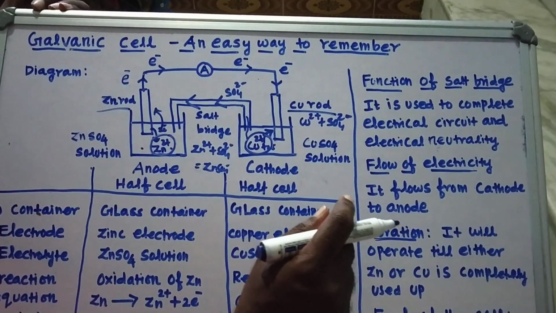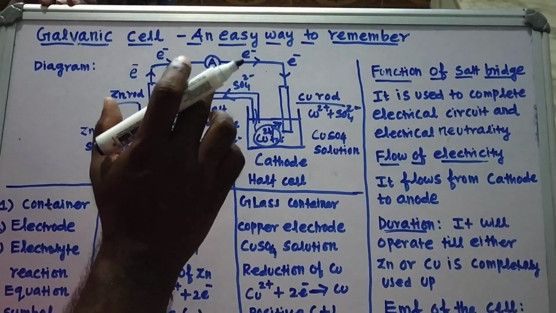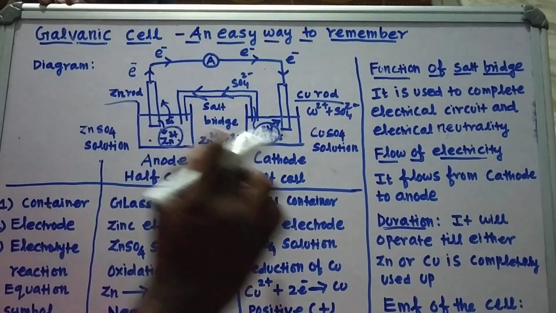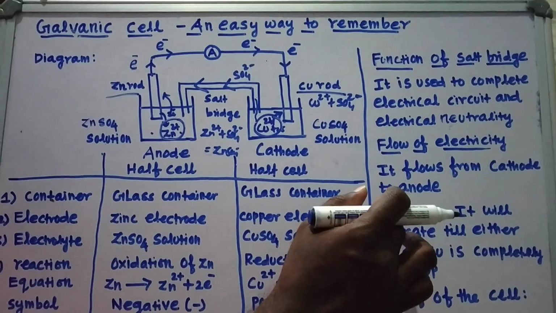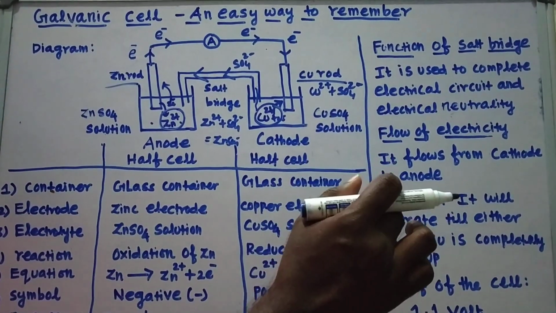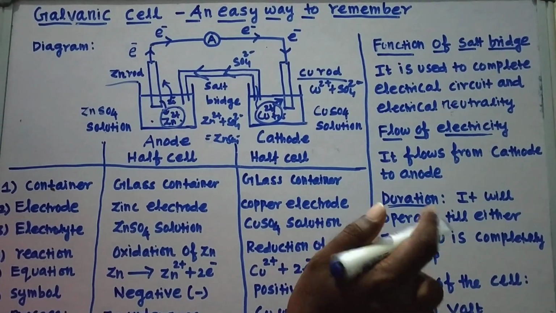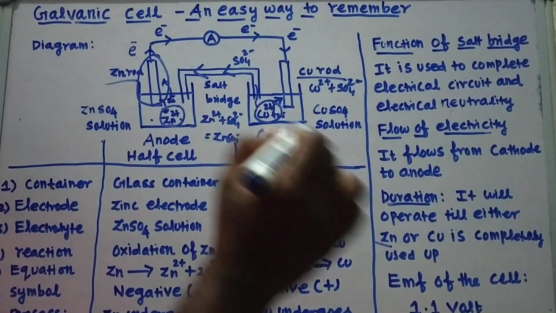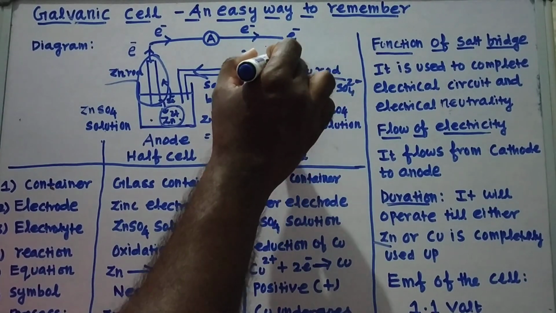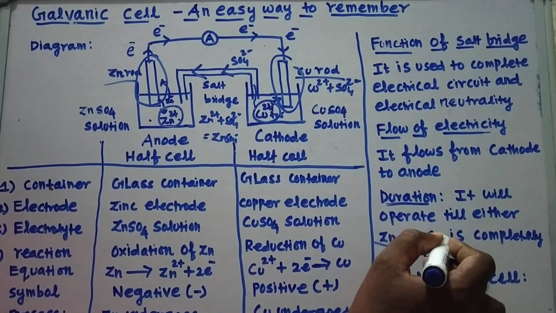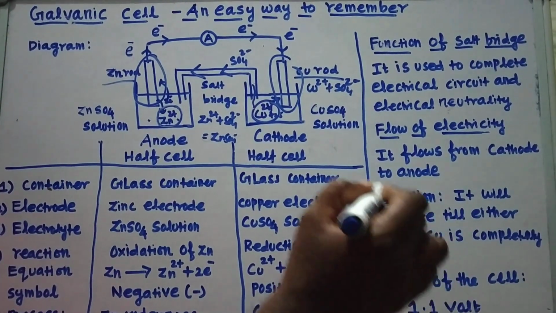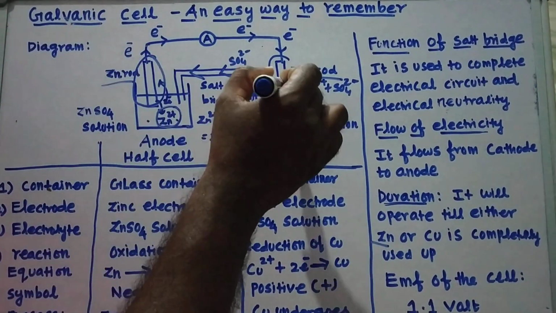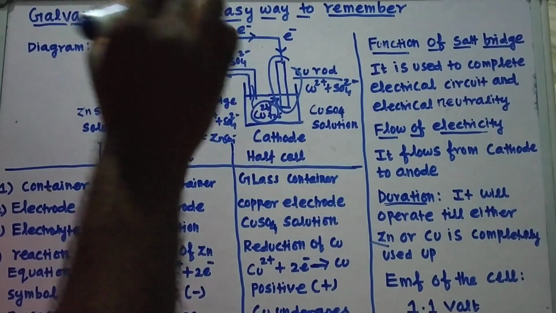Then duration. How much time does the cell work? That is a very important question. It's well known that it will operate until either the entire zinc rod or the entire copper rod is completely used up. It means either the zinc undergoes oxidation or the copper undergoes reduction.